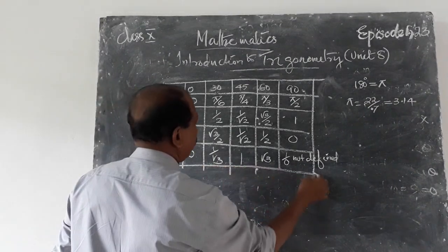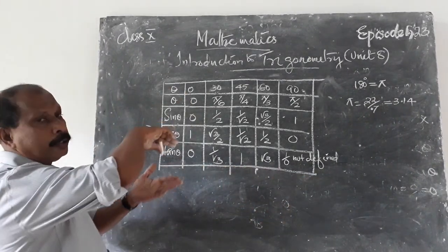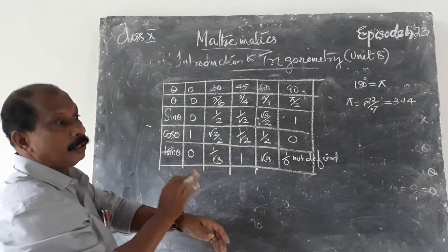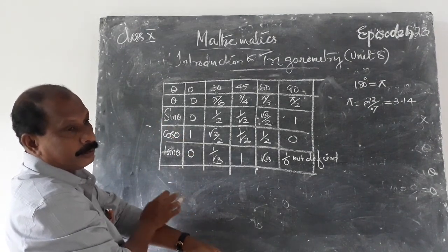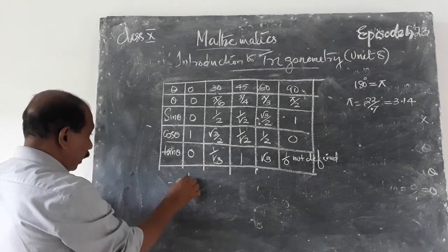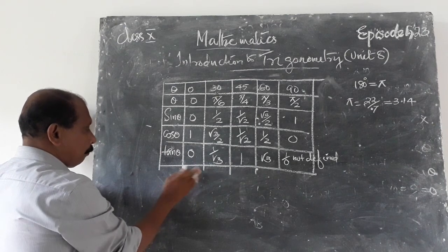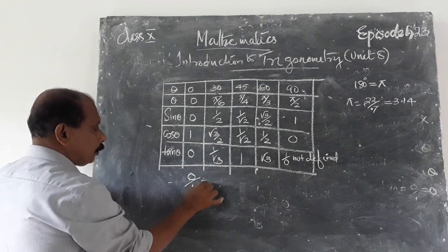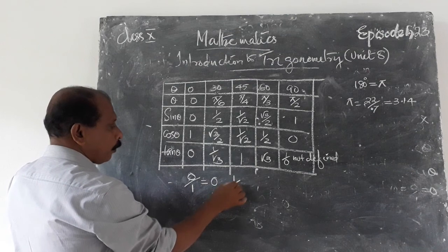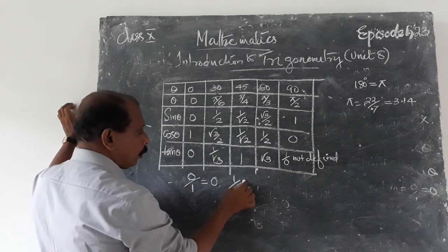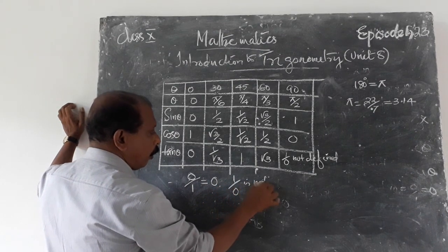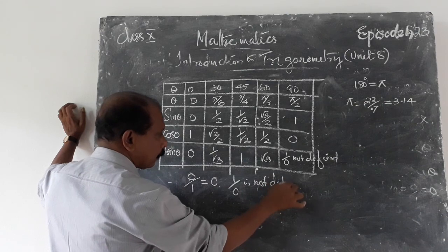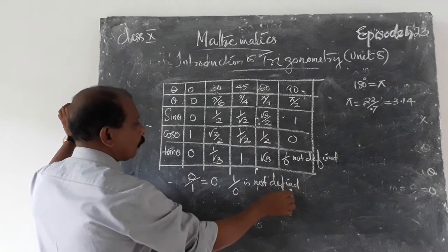These are the values. Then reciprocals of these values are the values of cosec, sec and cot. That means 0 by 1 is equal to 0. 1 by 0 is not defined. Not defined.